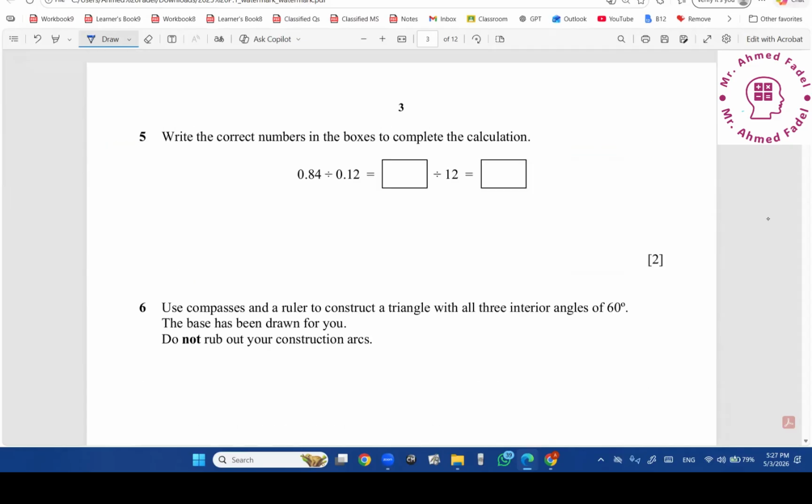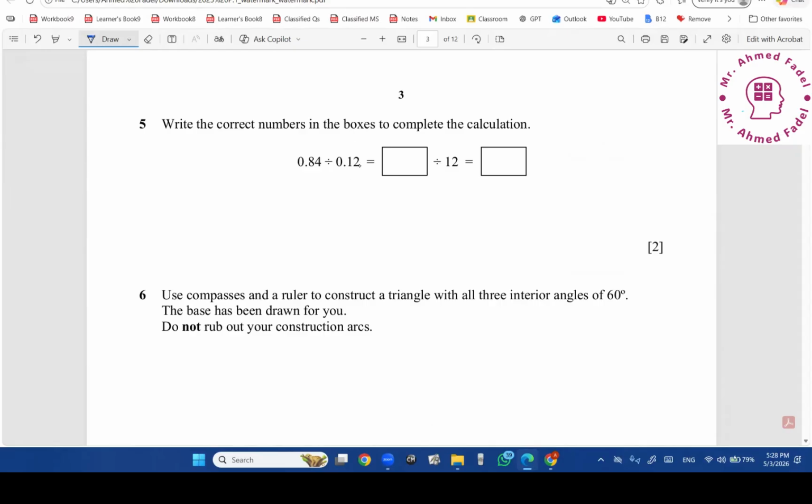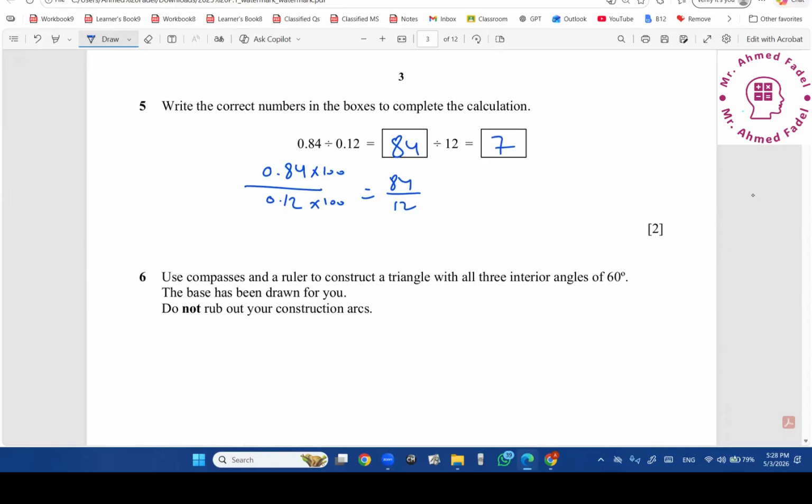It's still quantitative. Here in this one, you should notice that they are saying to you 0.84 over 0.12. Multiplying by 100 up and down, it's going to lead to 84 over 12. So 84 over 12, which is 7.